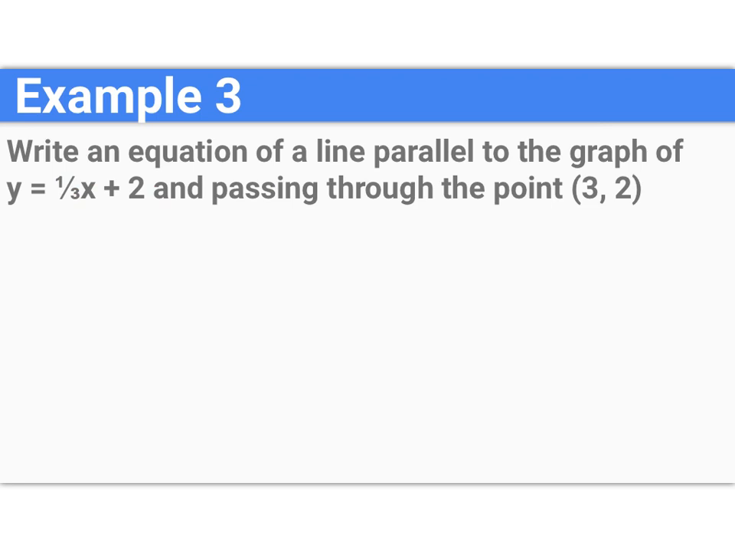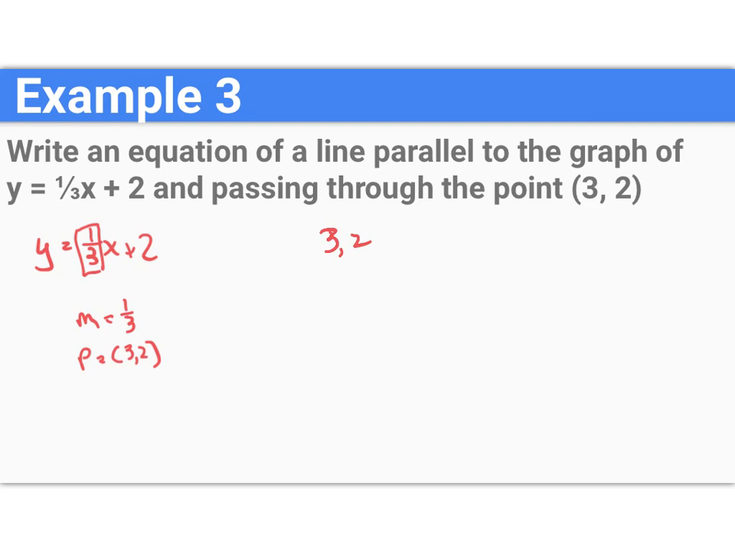Write an equation of a line parallel to the graph of y equals 1/3 x plus 2. So here's our line, and passing through the point 3, 2. So since the slope is the same, we have our slope is 1/3, our point is 3, 2.